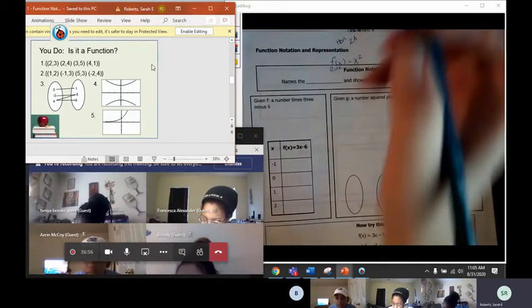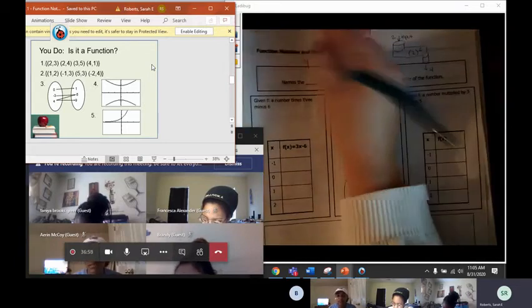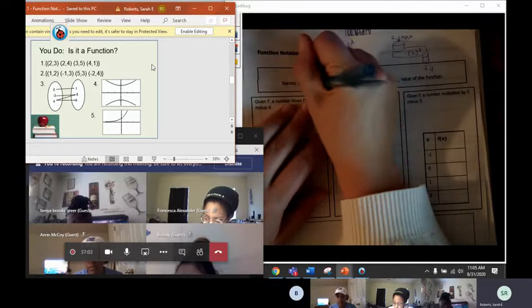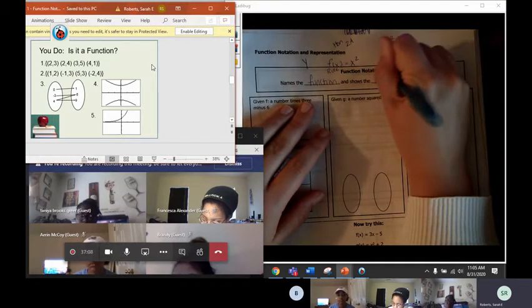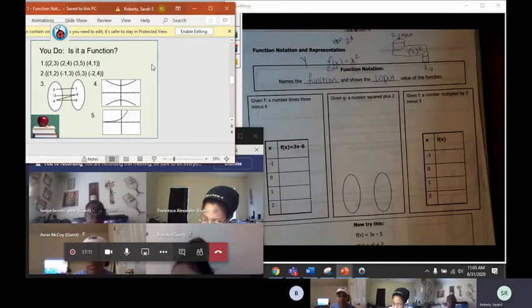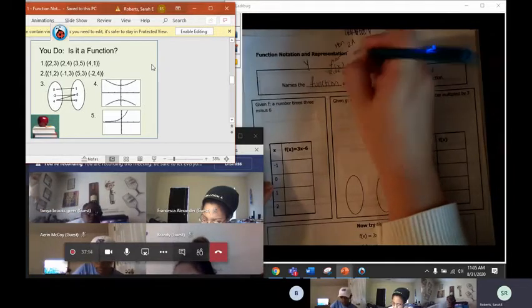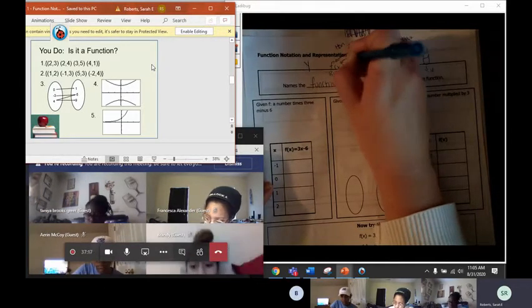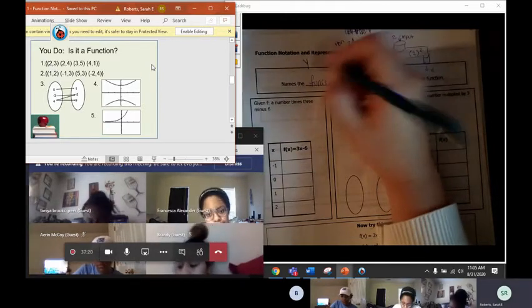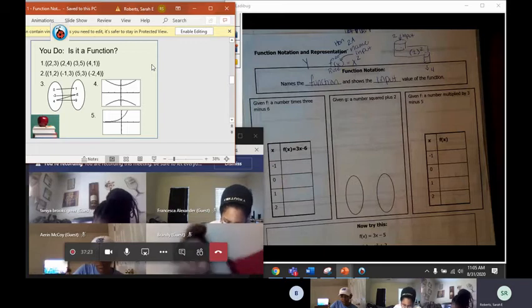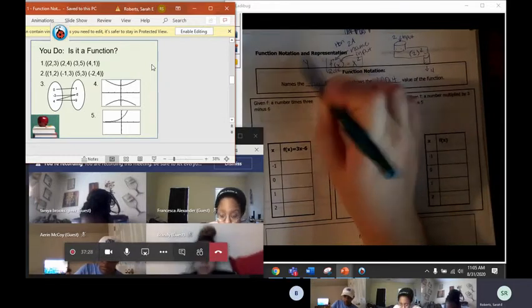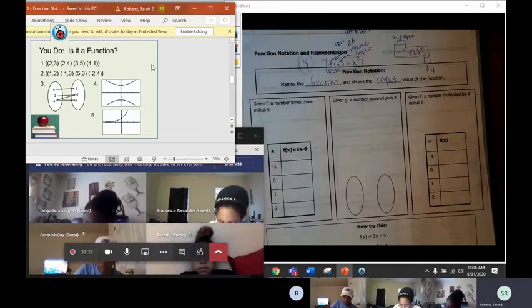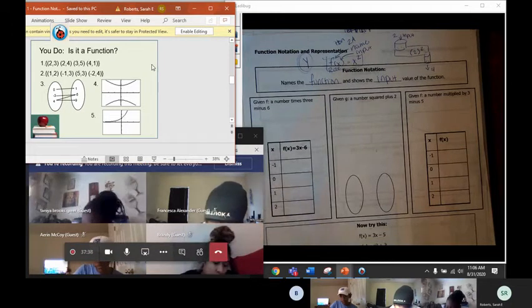So you can have an f of x or you can have a y, but whatever that thing is, it names the function and shows the input value of the function. So f here is our name, x is our input. Or you could have y be your name, but when you write it in function notation, it's always going to be like this. You may also see it like this, and then you would just rewrite it as f of x.